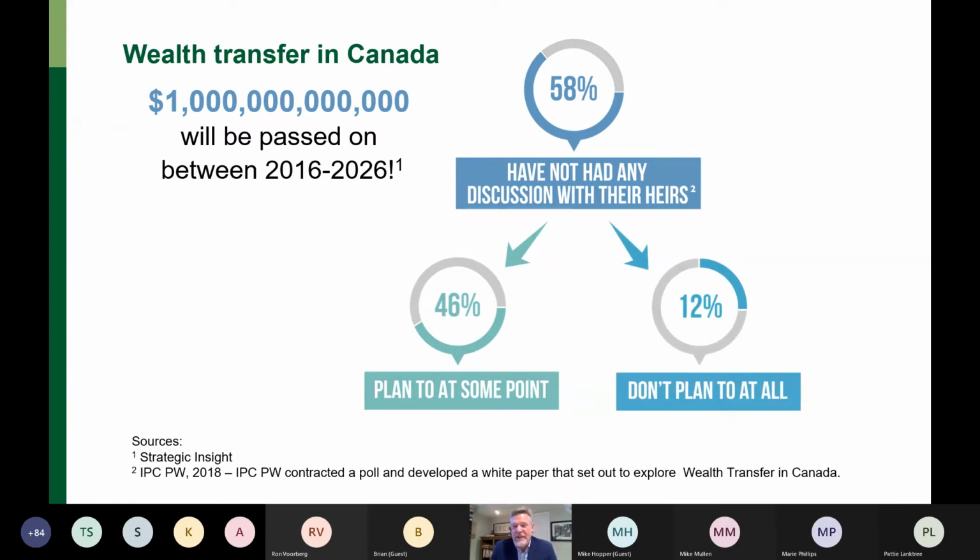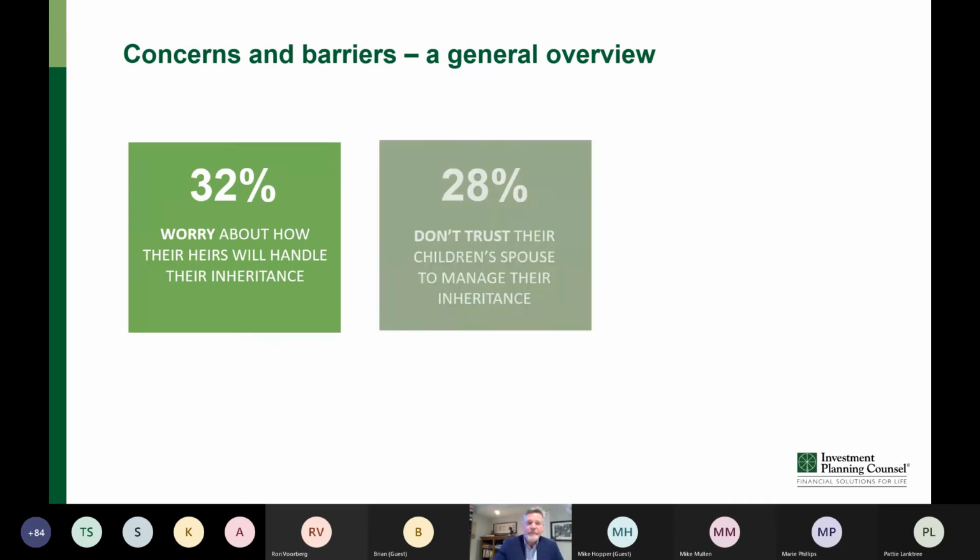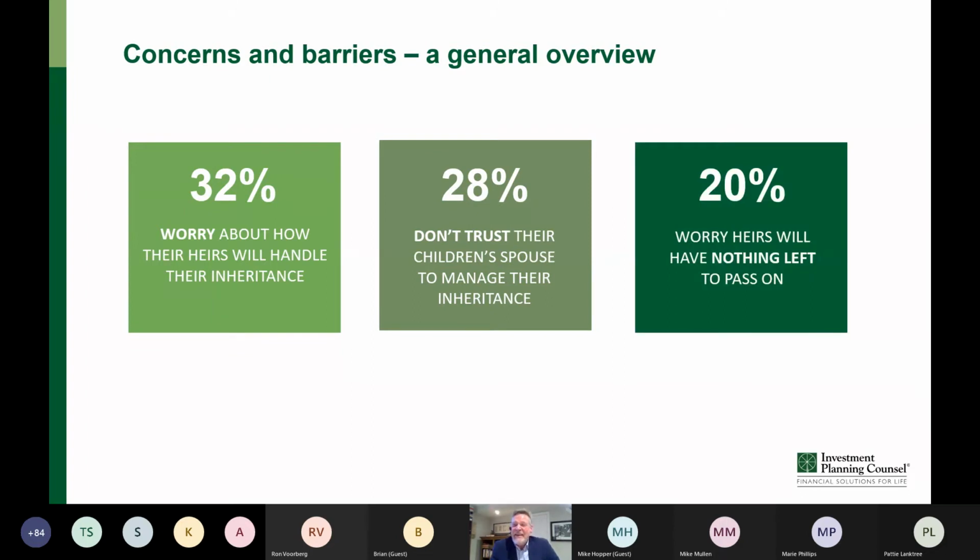More interesting is the ones that don't plan to have a discussion at all. 12% don't plan to have any discussion with anyone about the estate. So that's always a curious thing for me as to what the family dynamics are in that scenario. There are also concerns and barriers. 32% worry about how their heirs would handle their inheritance. 28% do not trust their children's spouse to manage their inheritance, which is also very interesting. And then 20% worry heirs will have nothing left to pass on to the following generation, that they're just going to blow the money. So these are very valid concerns.